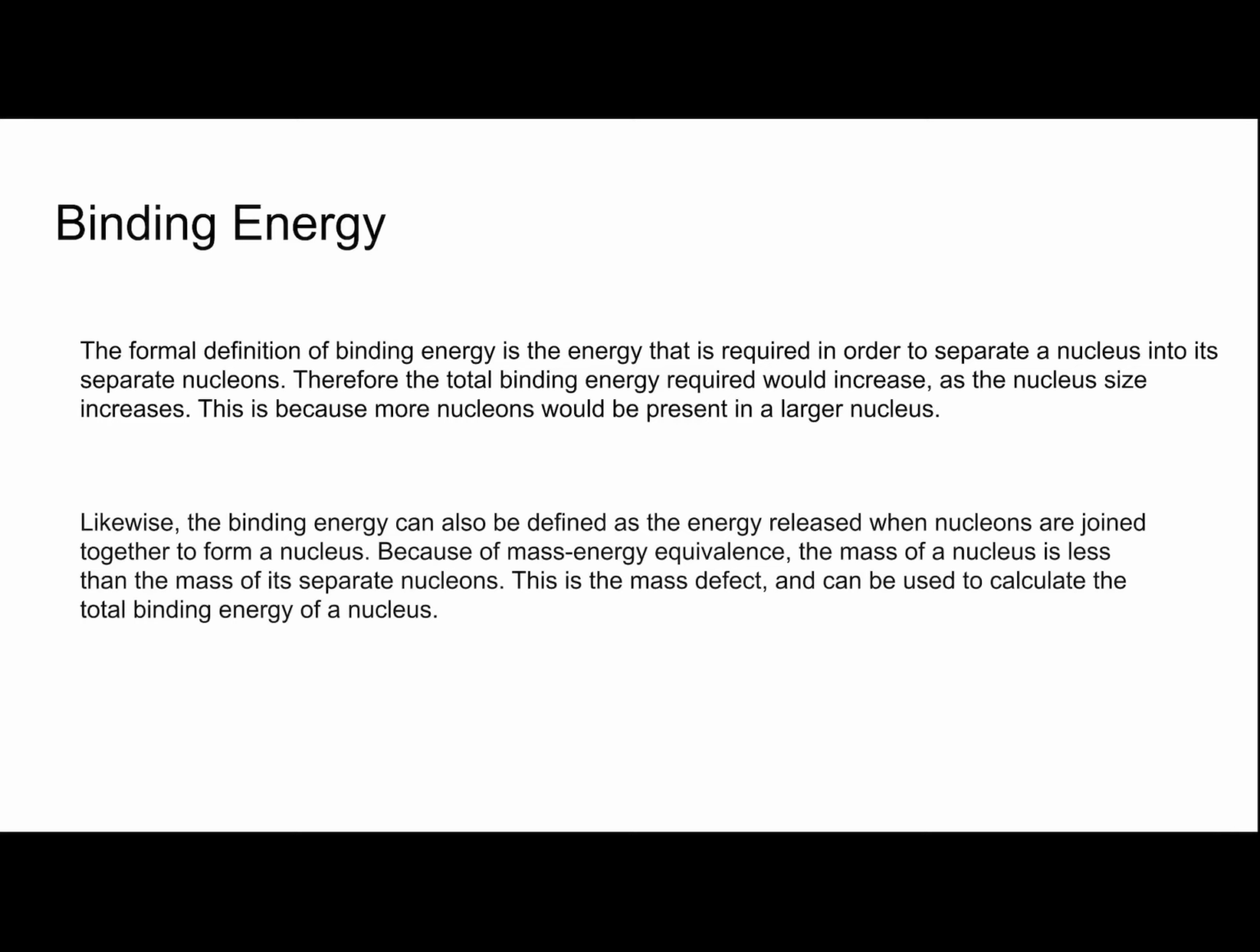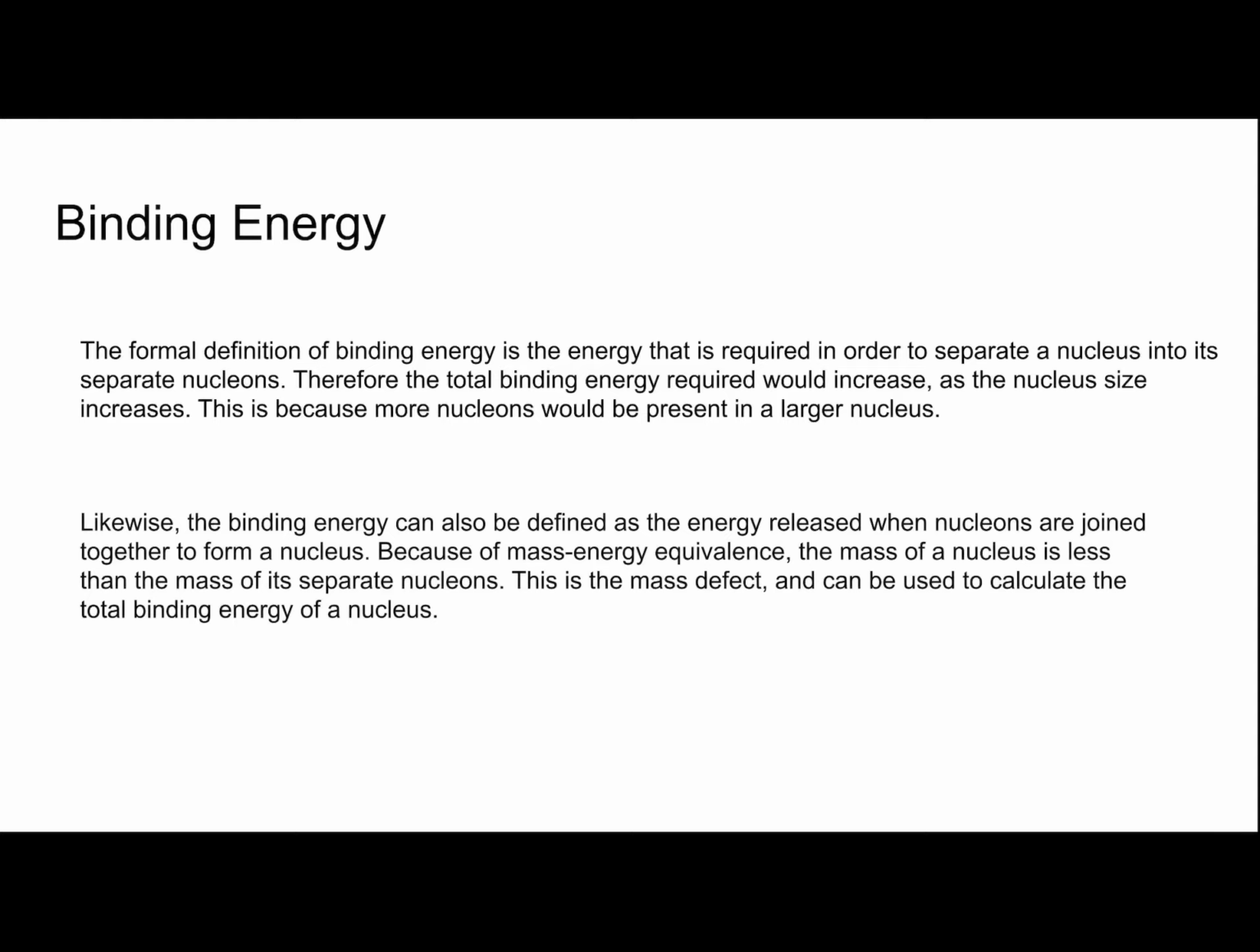Likewise, the binding energy can also be defined as the energy released when nucleons are joined together to form a nucleus. When I join my protons and my neutrons together, the strong nuclear force is going to bind them tightly together, and some of this energy is going to be released. Because of the mass energy equivalence, the mass of the nucleus is actually going to be less than the mass of its separate nucleons. So the mass of the separate protons and neutrons individually will be larger than the mass of the final nucleus.